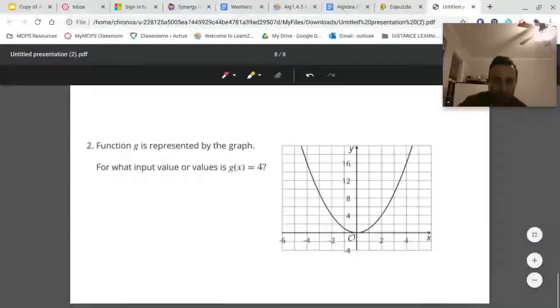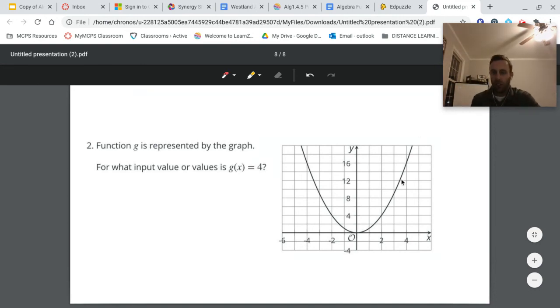And the last thing, this is actually going to be on our next quiz. So it's really something that I want you to try first. Function G represented by the graph. For what input value is G of X 4? Go ahead and answer that because I think some of you are going to make a mistake or get stuck on one of them. Okay.